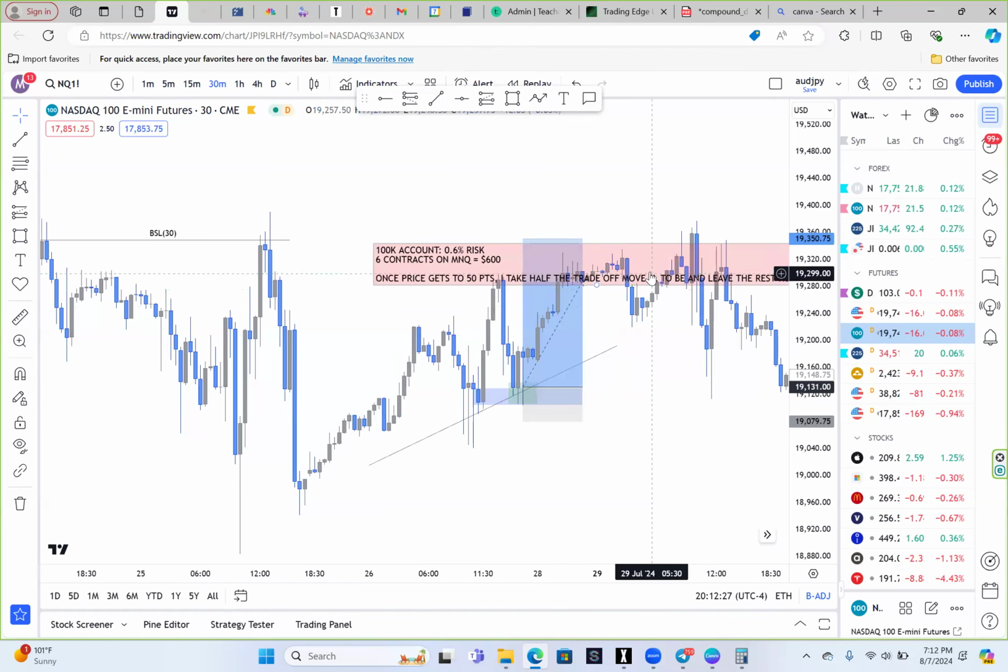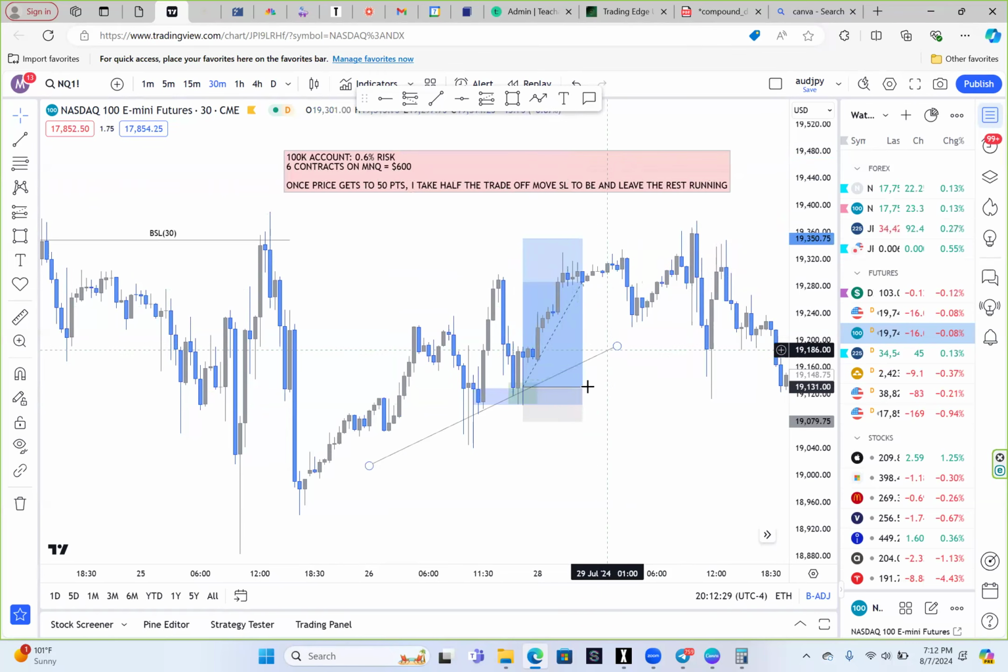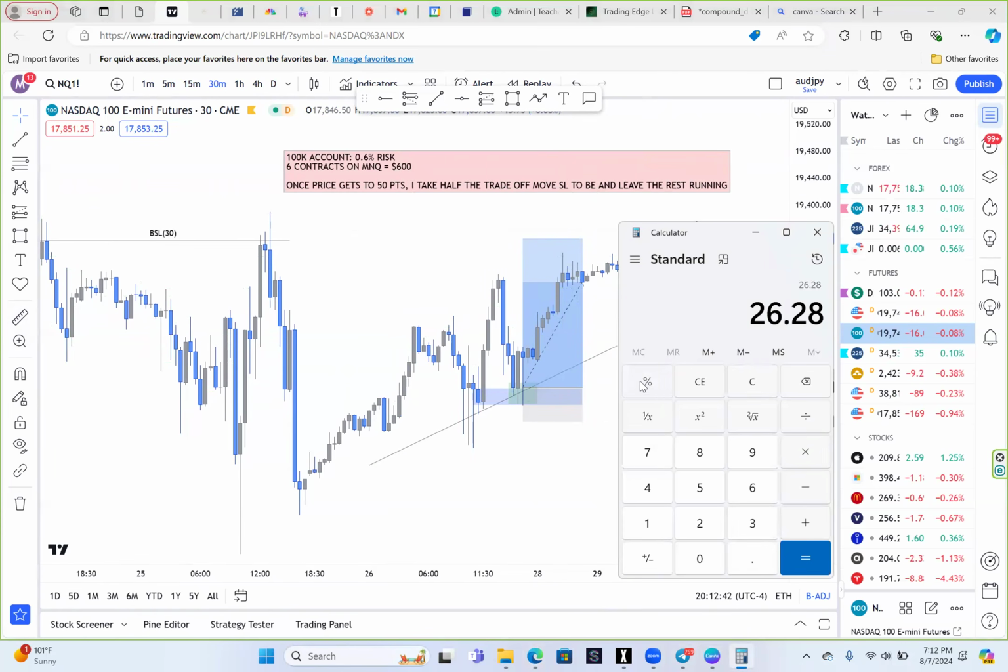All right, so what would that look like? That would look like taking 3 contracts off because half of 6 is 3. So I would take 3 contracts off, secure $300, move my stop loss to break even, and leave the rest running. So that means I actually secured, so 3 times 2 is 6 times 219. So that plus 300. So that's how much I would have made potentially, right?